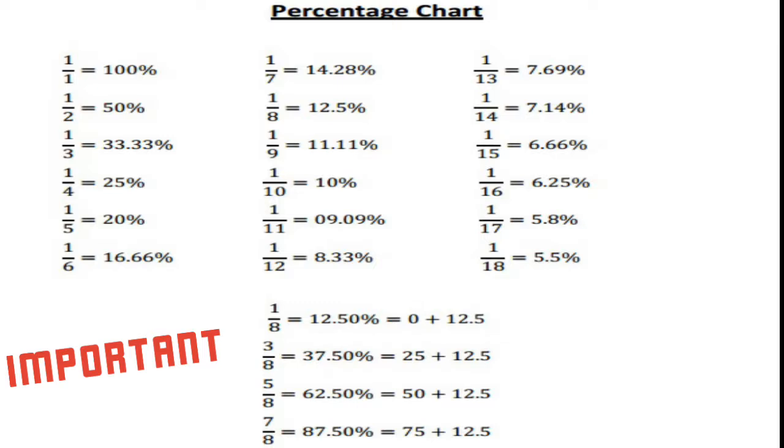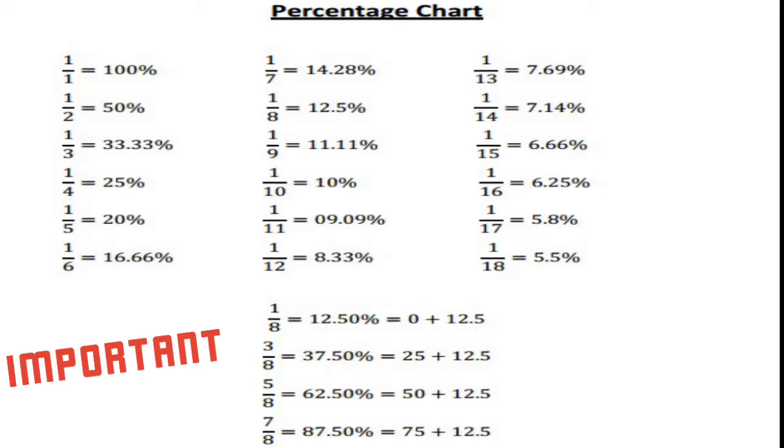As you can see in the chart, it is easier to remember if you develop a relation between the numbers. One example I am giving you is 1 by 7 and 1 by 14. As you can see, 1 by 7 is 14.28 and 1 by 14 is 7.14. The difference between those two is that 14.28 is written as 7.14 in 1 by 14. That is, half of 14.28 is 7.14. So this is a relation. If you develop different types of relations between the numbers, then it is easier to remember the values.